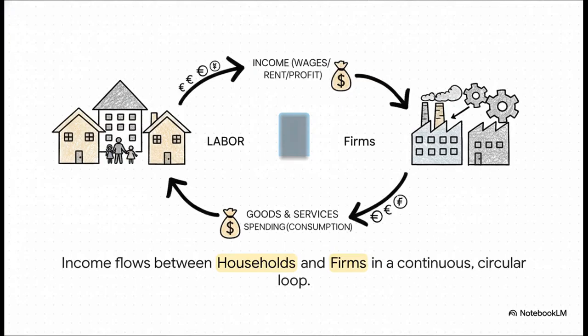On one side, you've got households. That's you and me. We provide labor. On the other side, you've got firms, all the businesses. So we work for the firms and earn income, and then what do we do? We turn right around and spend that income on the goods and services those very same firms produce. So you see the loop, right? Money flows from firms to us as a paycheck, and then it flows right back to them when we buy their stuff. It's this continuous, beautiful loop.